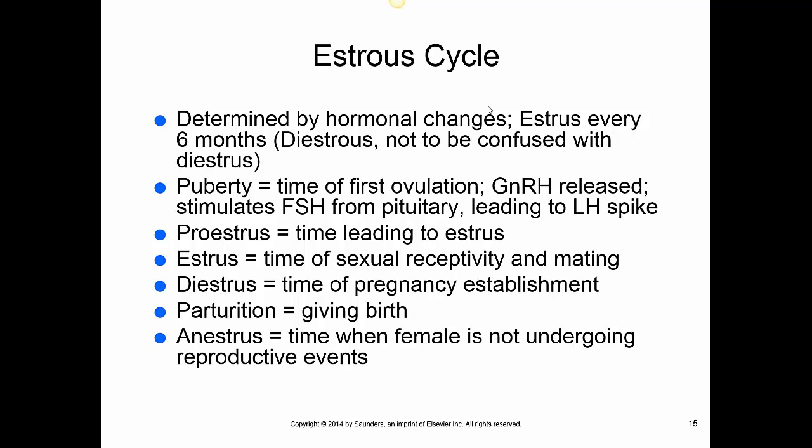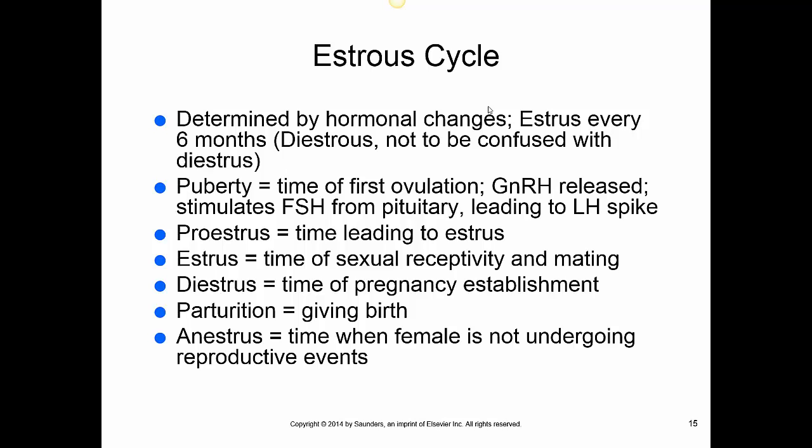Diestrus is going to be after estrus. Sometimes you can have some signs of estrus bleeding over into diestrus, but usually those abate fairly quickly after estrus ends, and then pregnancy starts. And you're going to have the establishment of the corpus luteum for diestrus in dogs.